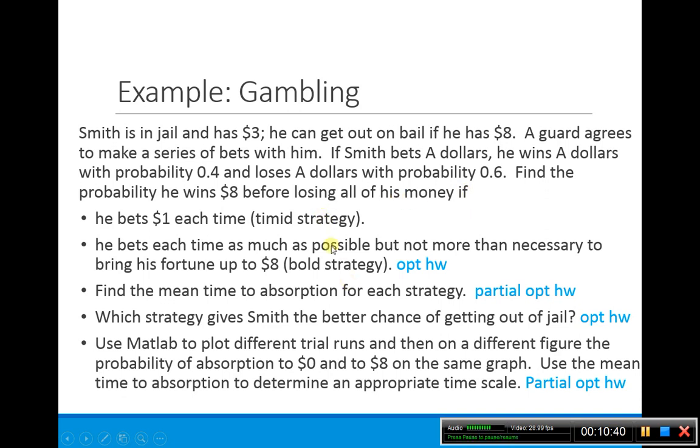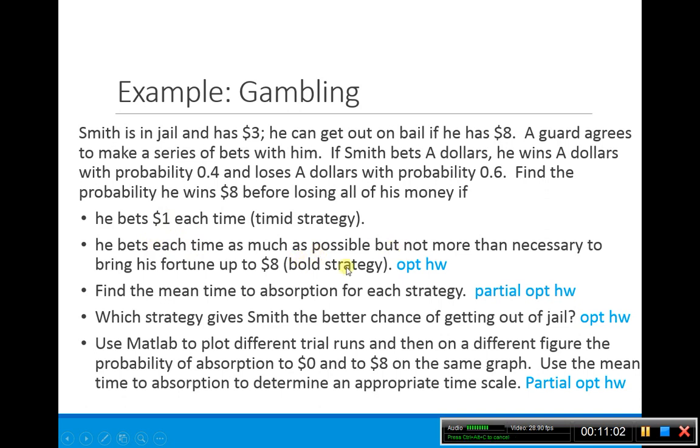So we have two different strategies here. We have a timid strategy and we have a bold strategy. Timid strategy is the one that I'm going to do in this lecture, and then the bold strategy is what is optional for homework. So basically this is, he bets $1 each time. So if he bets $1, he can either win $1 or he can lose $1.